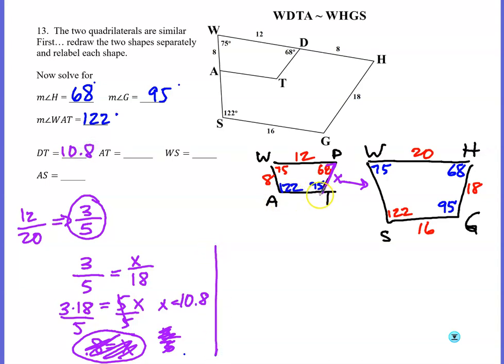All right, let's do another side. We need AT. I'm going to call this one y because I don't want to use x again since I already did. So y matches up with this side. I'm going to go back to my original scale factor, 3:5 as y is to 16, and cross multiply. 3 times 16 equals 5y. I'm going to divide both sides by 5.